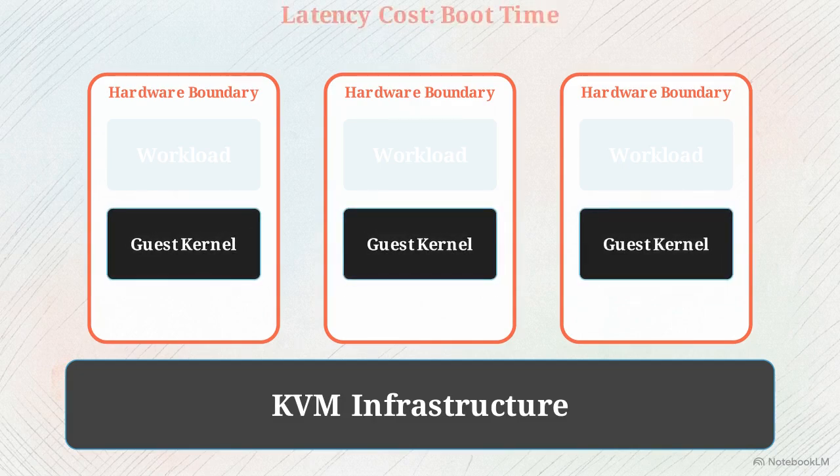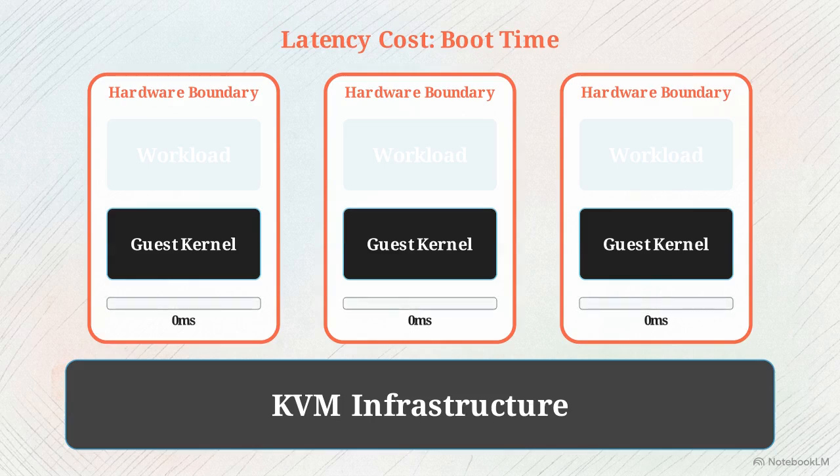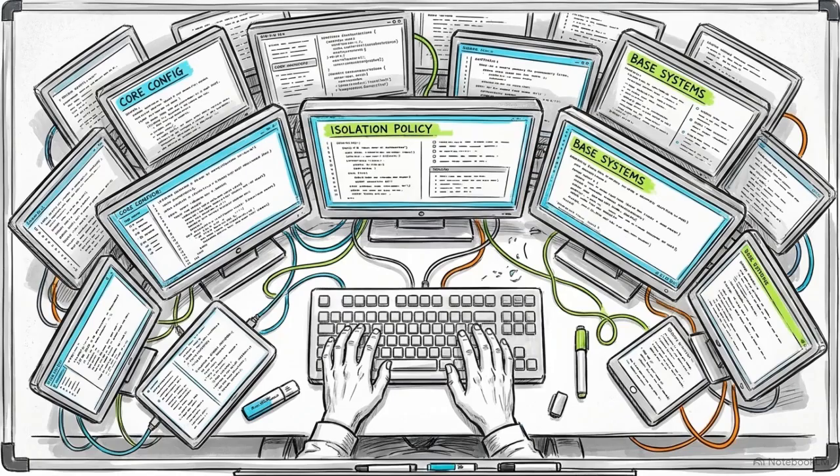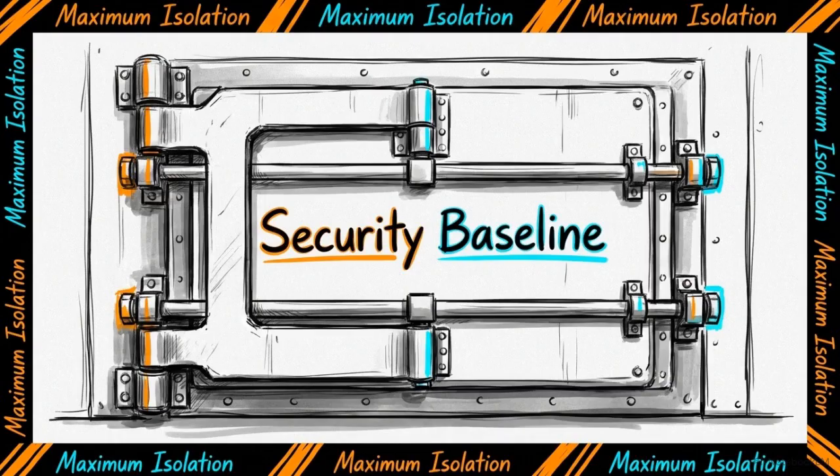But this security comes with a latency cost. Spinning up adds 300 milliseconds to boot time and requires infrastructure supporting nested virtualization. Some run raw Firecracker to reduce overhead, but custom micro-VM orchestration requires managing kernel images, network jails, and root file systems manually. Despite slower startup, micro-VMs are the required architectural standard for running multi-tenant or untrusted code executions.